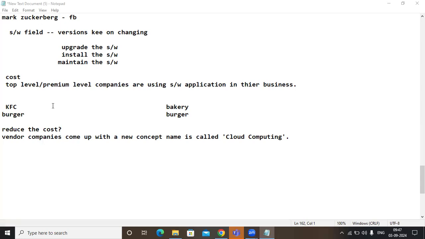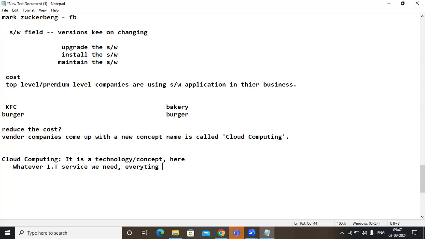Fine. So, what is cloud computing here? Cloud computing means it is a technology or it is a concept. Here, whatever IT services we need, everything will be provided by whom? Vendors. Vendor company taking the responsibility to provide all services. Everything will be provided by the vendor company.